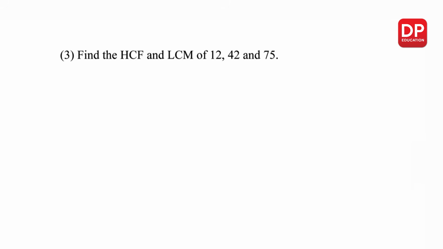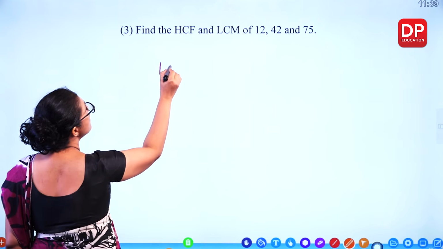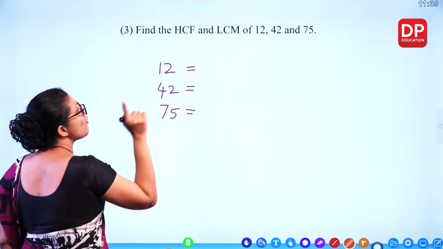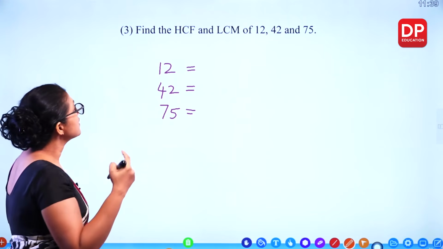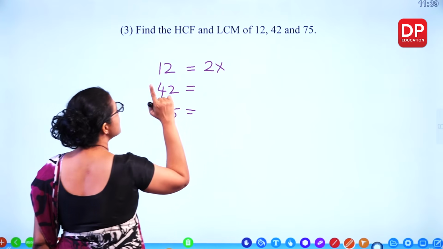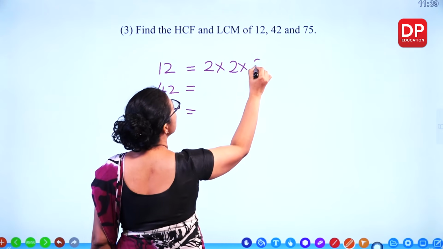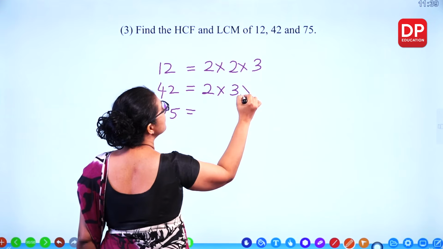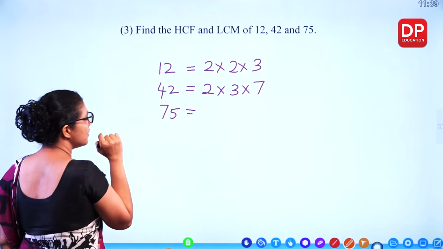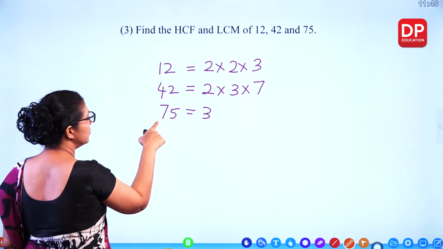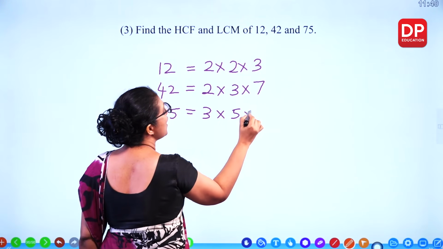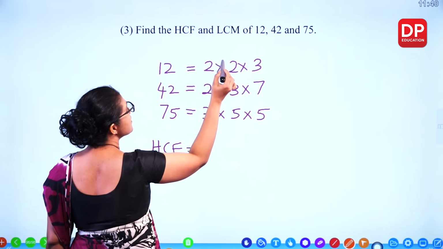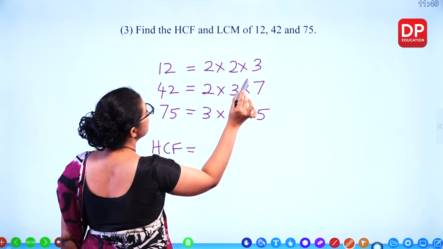Find the highest common factor and lowest common multiple of 12, 42 and 75. We'll use the factor method because for the highest common factor, anyway we need the factors. 12, 2 times 6, 6 you get 2 times 3. 42, divide by 2, 21, 3 and 7. 75, divide by 3, you get 25. That's 5 and 5. Highest common factor, we just see what's highest among the common ones only. 3.